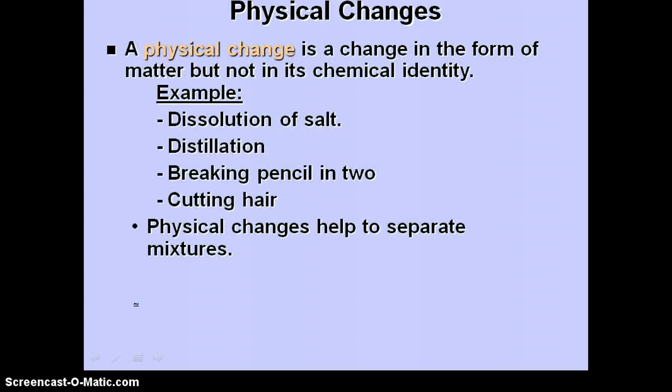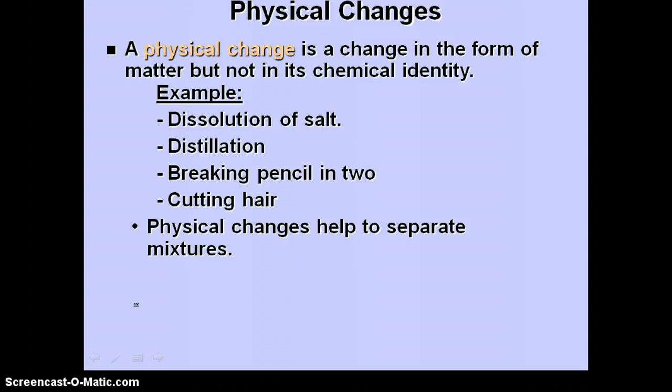Now when we get into changes, we are actually going to change the substance. In this first one, a physical change is a change in the form of matter, but not in its chemical identity. It is still the exact same chemical. It has the same chemical properties, no matter what you have done to it physically. So some examples: dissolution of salt, which is taking it out of solution, maybe evaporating water off. Distillation would be that example as well, where you're getting the pure water form.